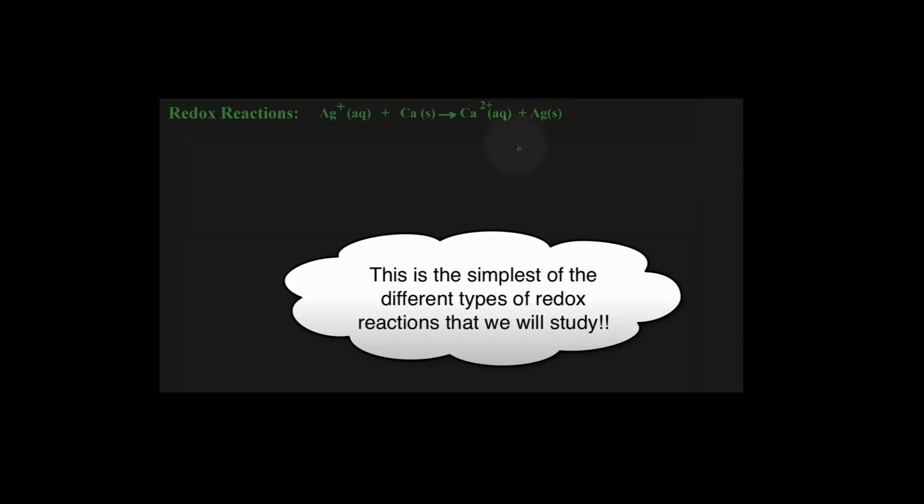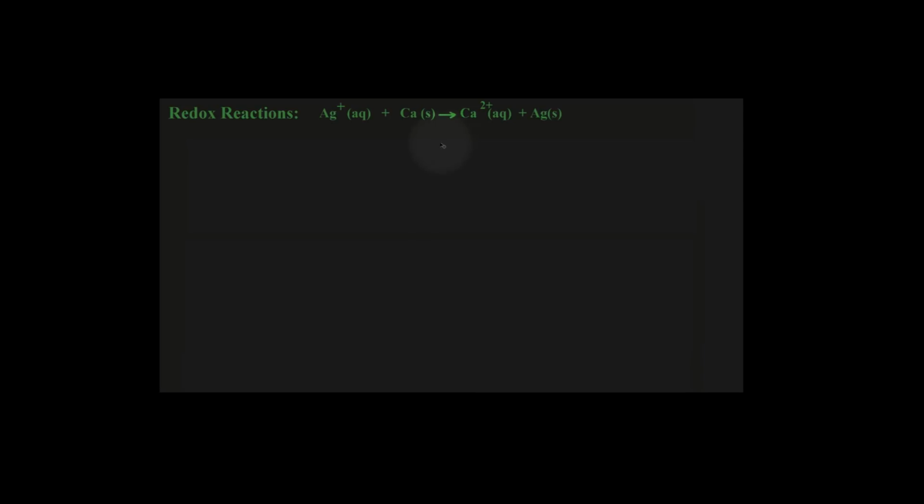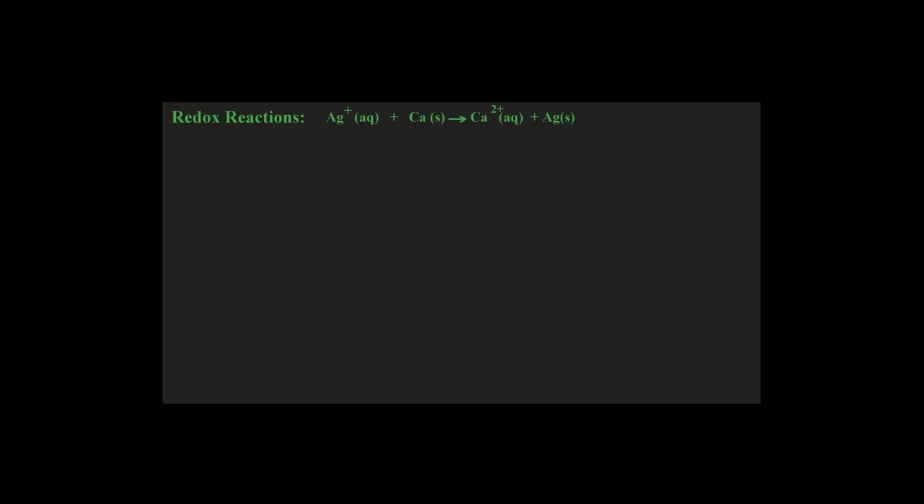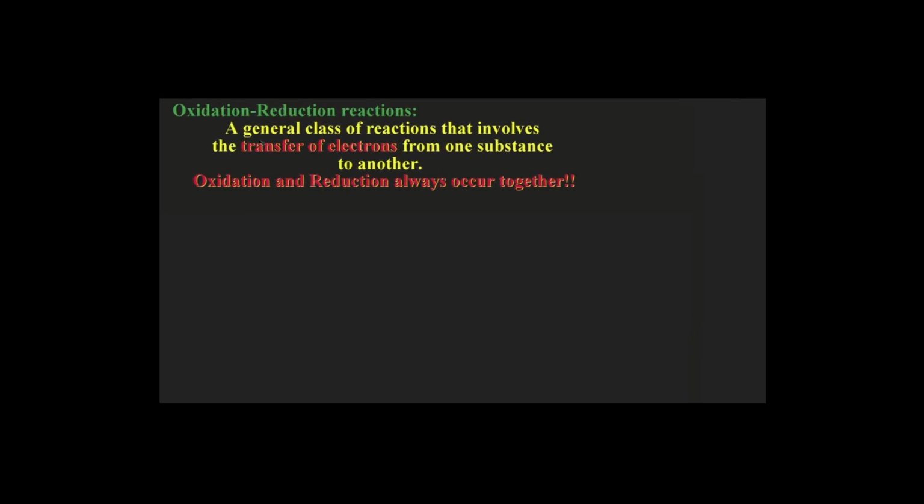Okay. We'll discuss how this is possible, how to predict whether or not this will occur, and what the concepts are behind a redox reaction. First things first, what is a redox reaction? A redox reaction is a shorthand notation or term for oxidation reduction reactions. And basically these are a general class of reactions that involve a transfer of electrons from one substance to another. So oxidation and reduction always must occur together.